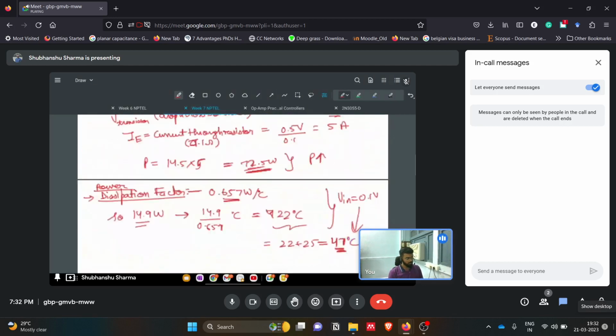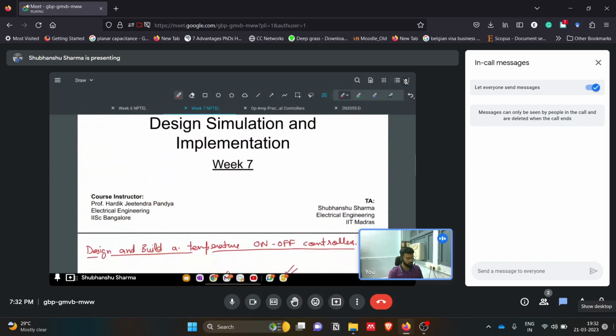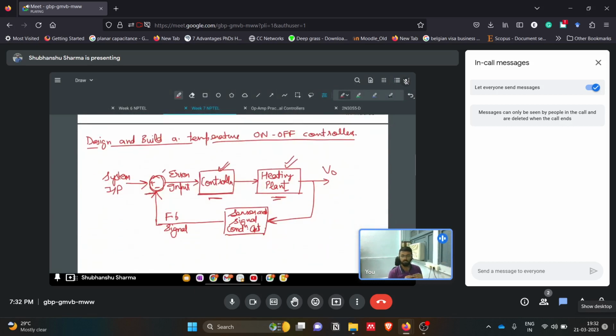So I think that's all for this week, week 7. We talked about week 7 by using the things from week 6, as both are connected. We wanted to build a temperature controller, and for that we used this system.